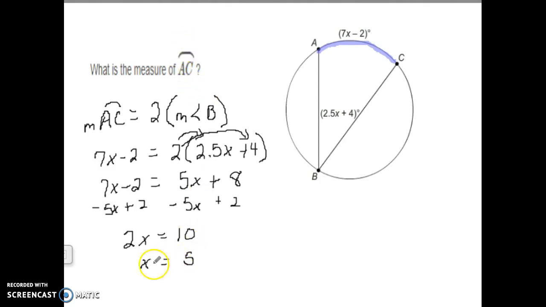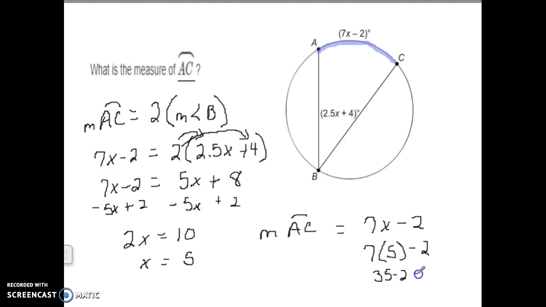But they didn't ask for x, right? They asked for the measure of arc AC. And so arc AC is 7x minus 2, so we have to plug in the x here. So 7 times 5 minus 2 gives us 35 minus 2, and so the correct answer is 33.